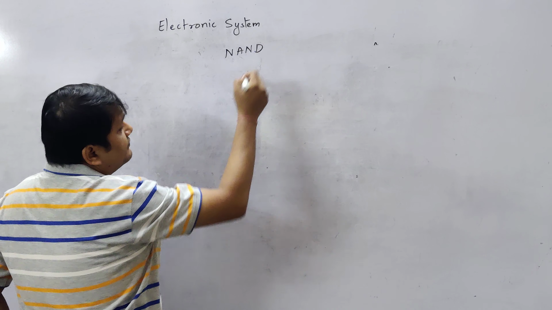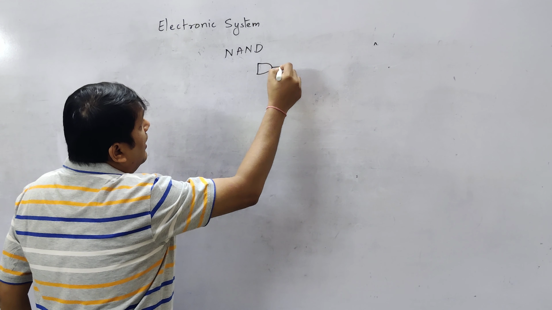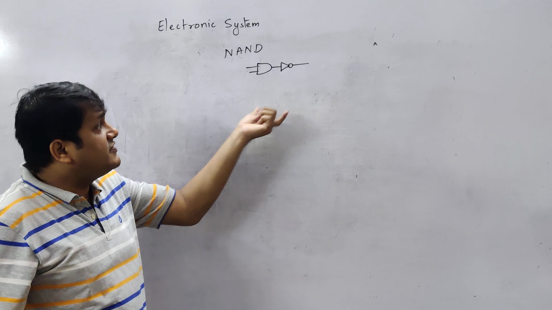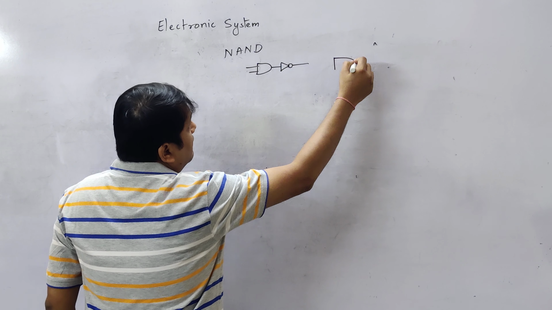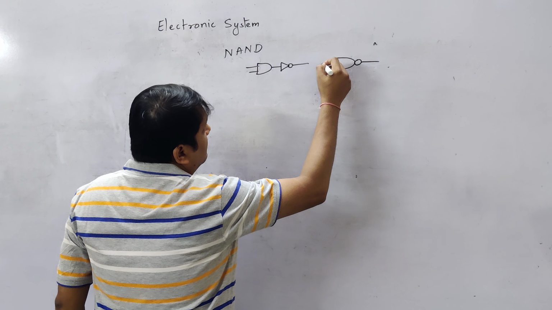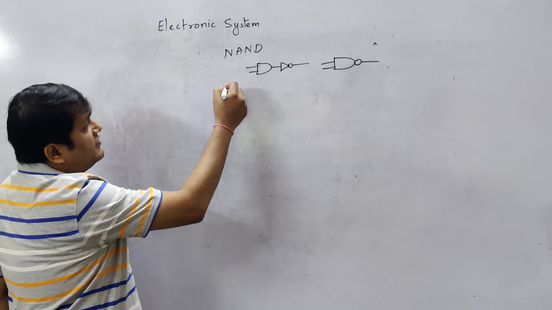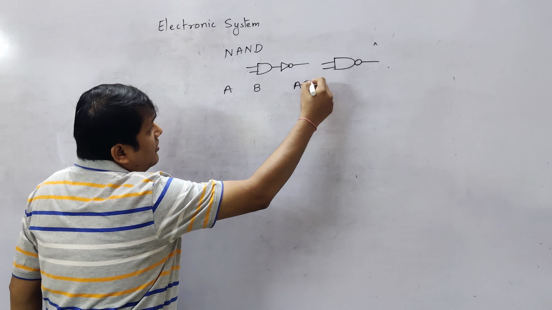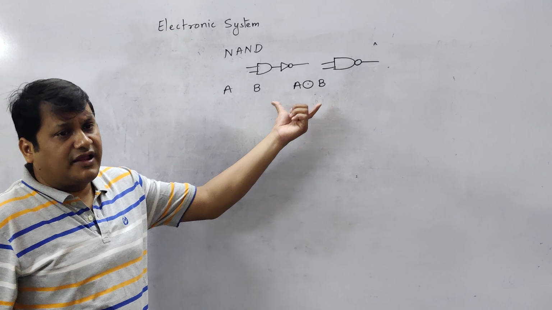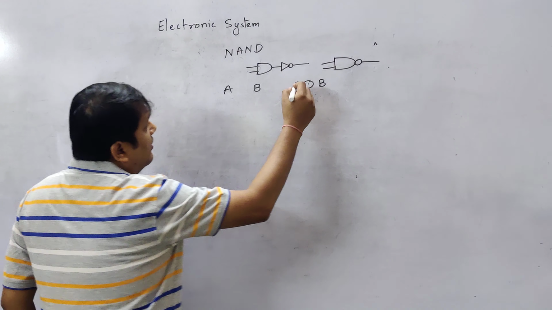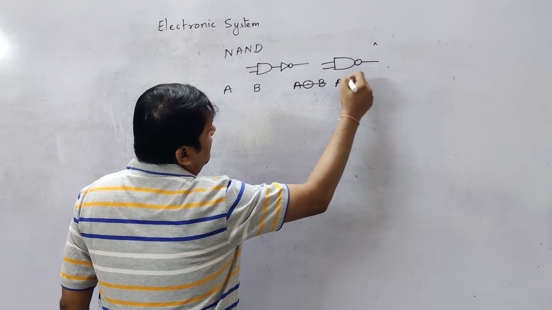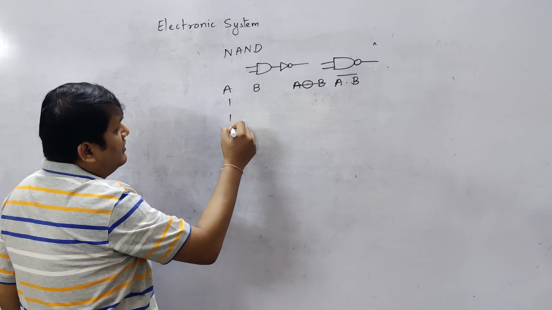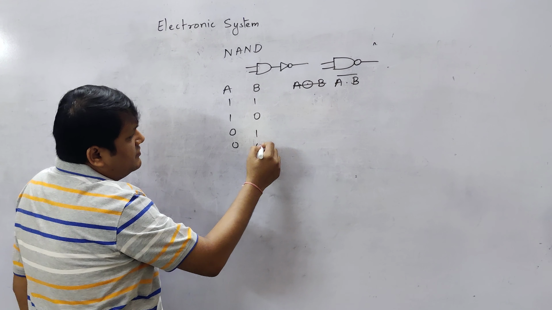What is NAND? You put a NOT gate on the AND gate. This is called NAND. What is the symbol of the NAND gate? You have a bubble in the AND gate. That is called the NAND gate. So what is the output? A, B, A. This is the NAND gate. Correct? Or you have A dot B bar. Bar means negative of this. So again 1, 1, 0, 0, 1, 0, 1, 0.